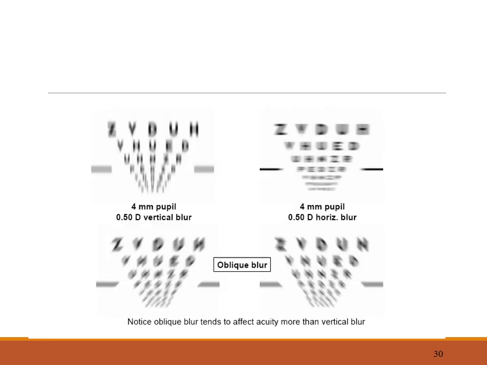This figure shows the different types of astigmatism. As I mentioned before, we have vertical astigmatism, horizontal astigmatism, and also oblique. So it depends on where the axis of the astigmatism is. This figure shows the difference in how the patient sees if they have an astigmatism problem.